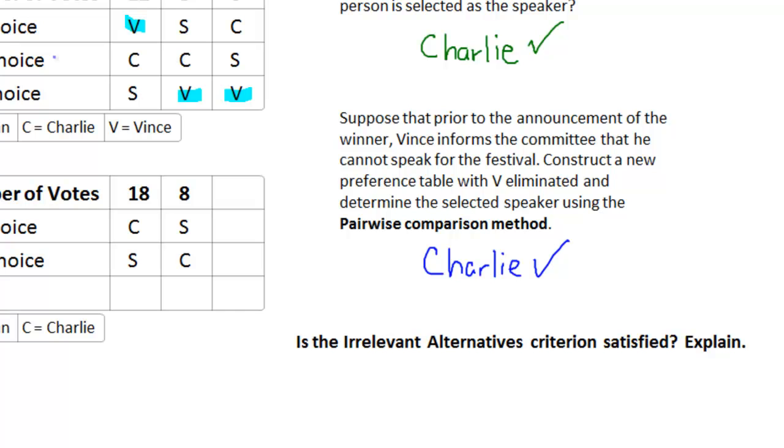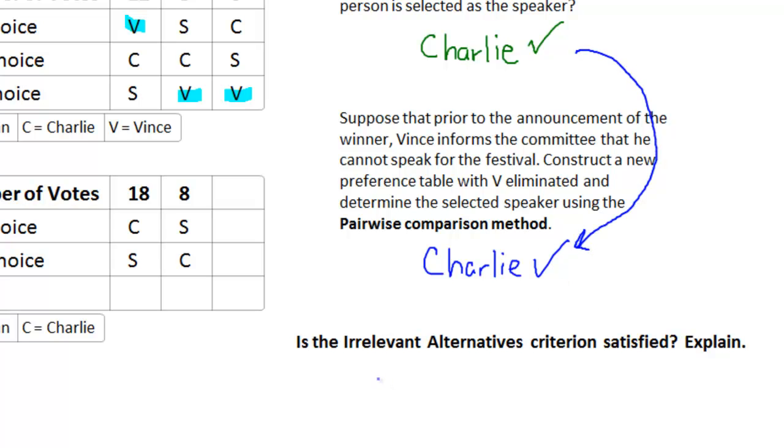The final question we're going to be asked is this: is the irrelevant alternatives criterion satisfied for this problem here? And a real quick recap is, look, if a candidate wins an election, and then we have a recount, and before that recount happens, the only changes are that one or more of the candidates, in this case only one person, was removed from the ballot. Vince was taken out. So when those changes happen, that candidate that won the first time should still win the election. And sure enough, it did, right? Charlie won the first time as well as the second time.